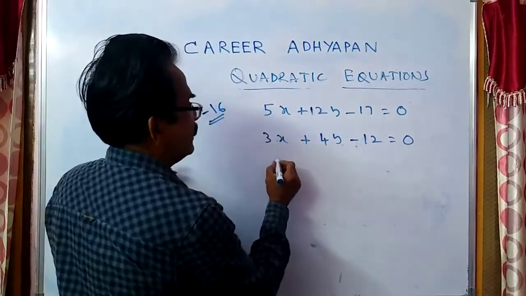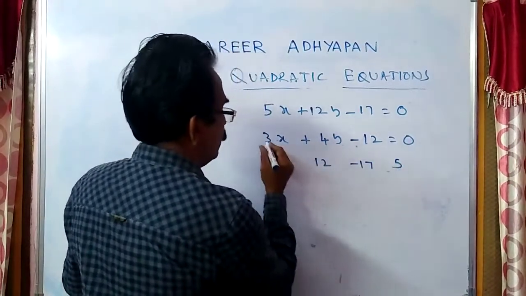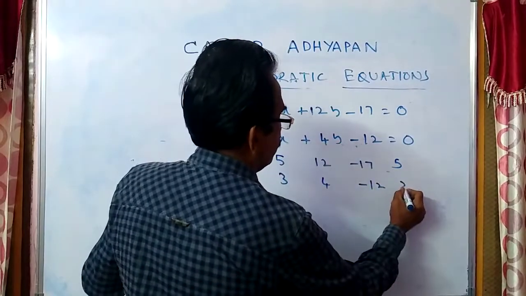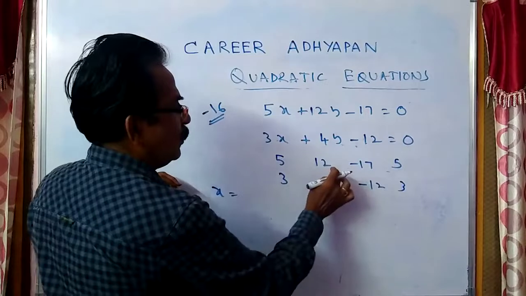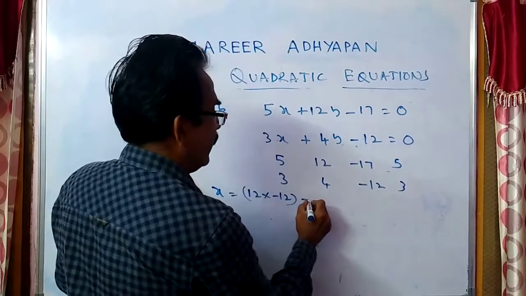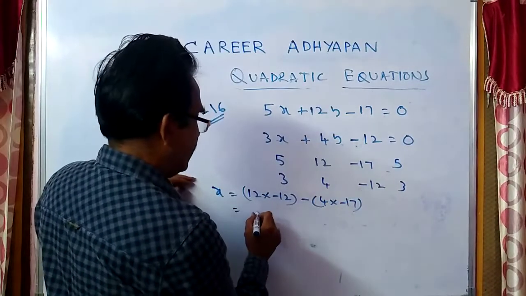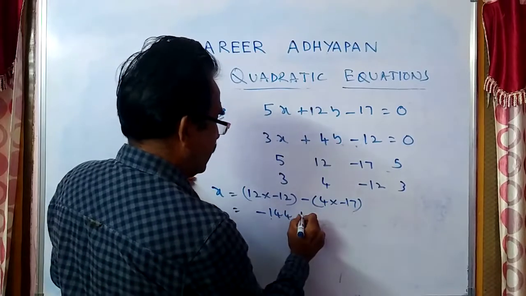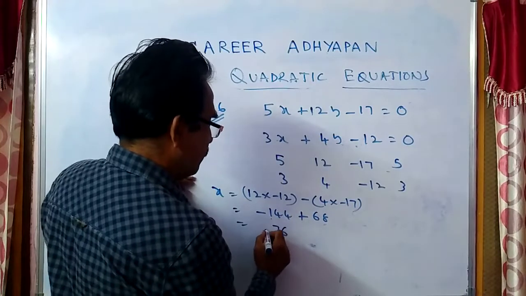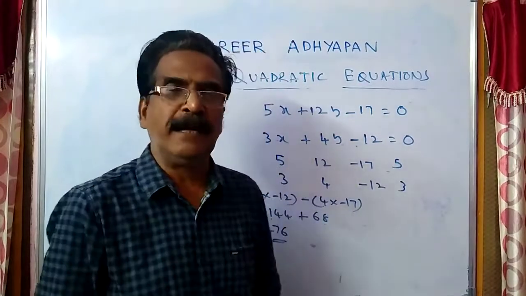First, let us find the values of x and y. 5, 2, minus 17, 5. 3, 4, minus 12, again 3. X is equal to 2 into minus 12 minus 4 into minus 17. Minus 24 minus into minus plus 68. 68 minus 24 is 44. X is equal to 44.